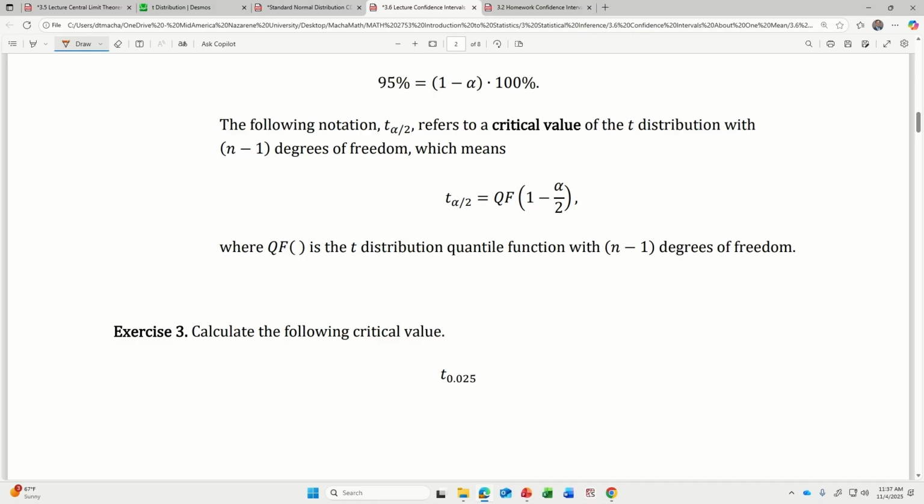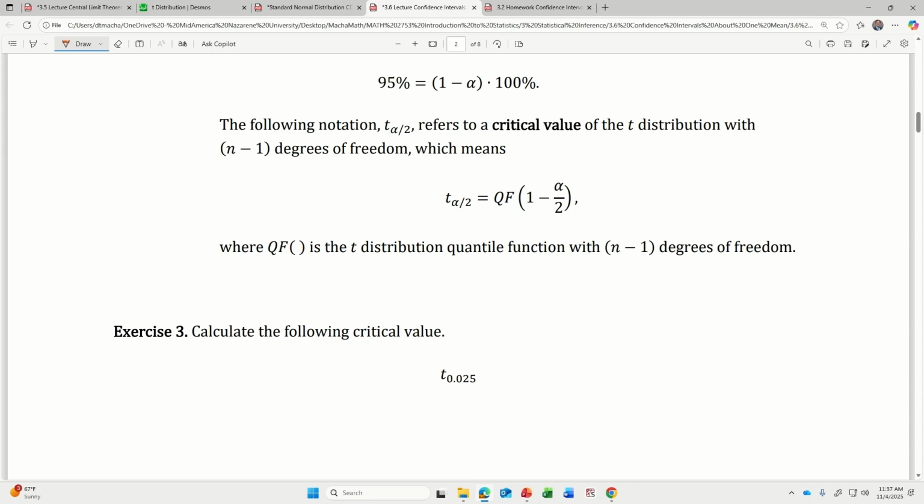Because we really only care about the quantile function for really specific values. Those are the columns on top. So if you're asking what is my alpha over 2, that's the columns of that table. The degrees of freedom is going to be the sample size minus 1.